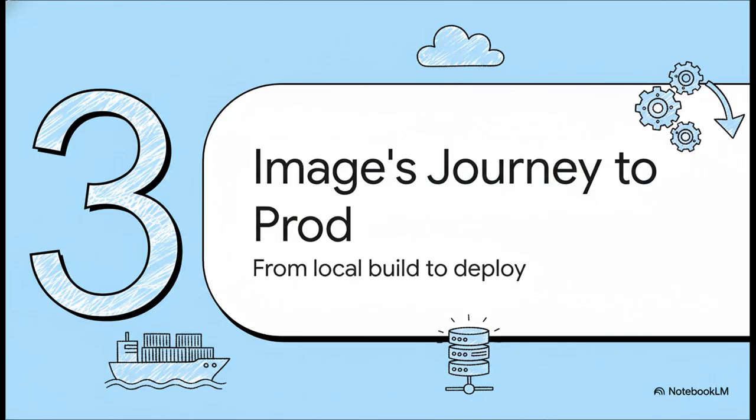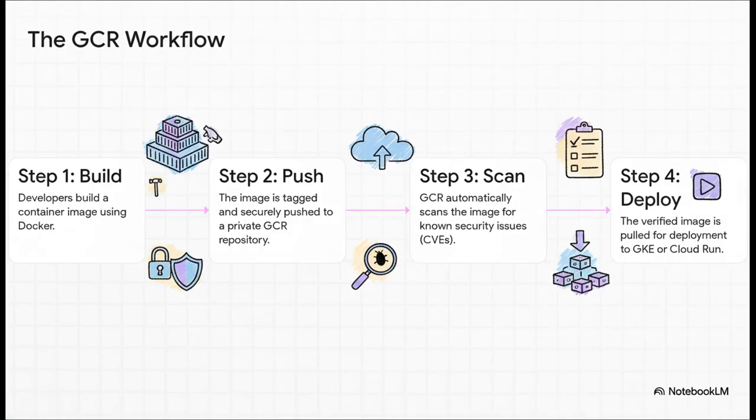All right, let's make this real. Let's actually trace the journey of a single container image to see how this all works in practice. How does an image get from a developer's machine all the way into a live application? It's really this four-step dance. A developer builds an image, then they push it up to GCR. Here's the magic part. GCR can automatically scan it for known security vulnerabilities. And only after that image is checked and verified can it be pulled down and deployed to your production servers. GCR acts as this critical checkpoint.